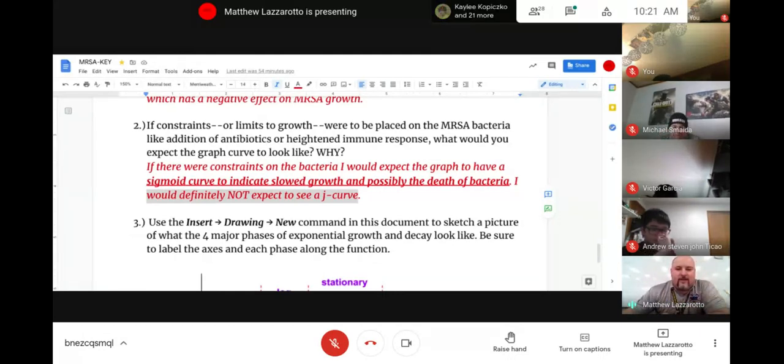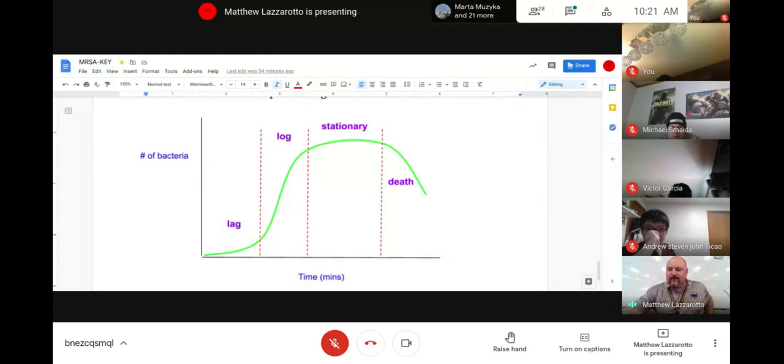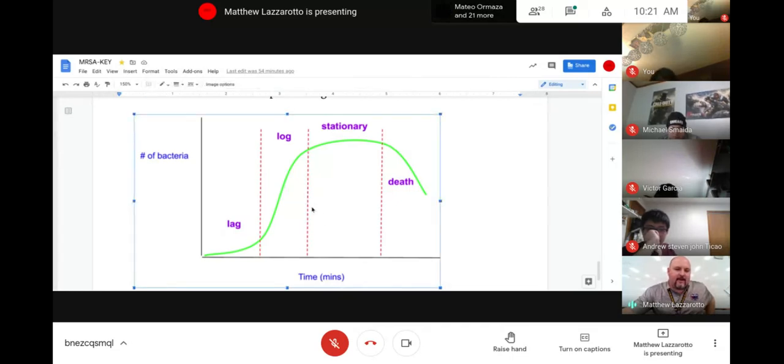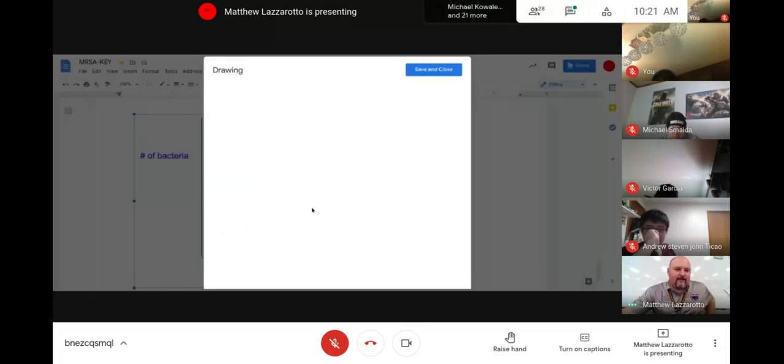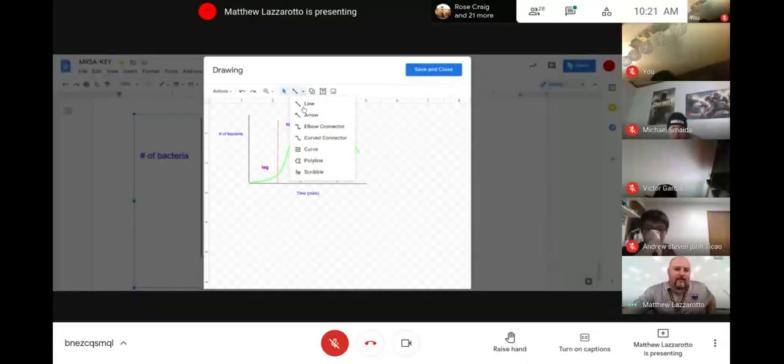And then finally, you guys were asked to sketch what the 4 phases of exponential growth and decay look like. And so your sketches should have looked something similar to this. Again, this is something that I did in the drawing command, right? So I just used straight lines for the Y and X axis. I ended up using a curved connector.